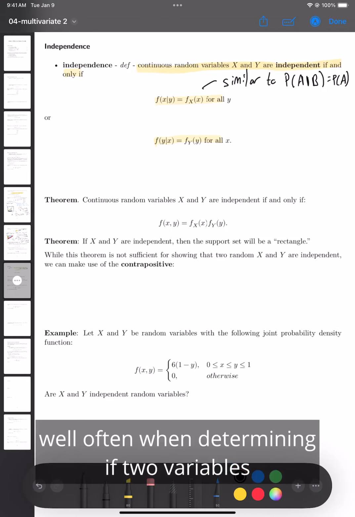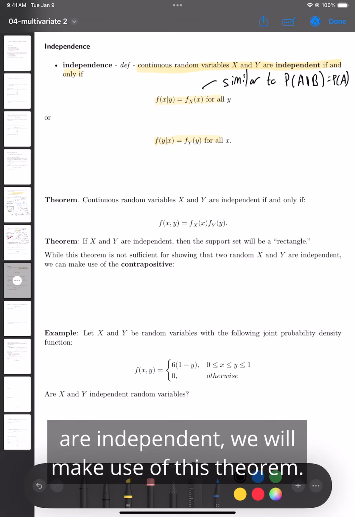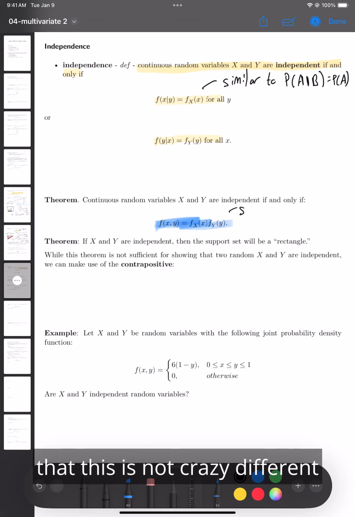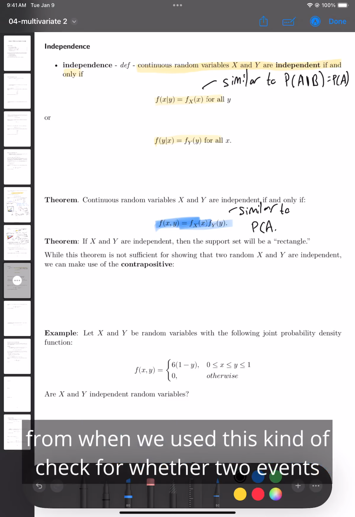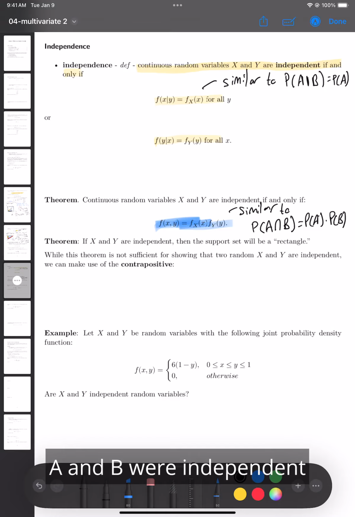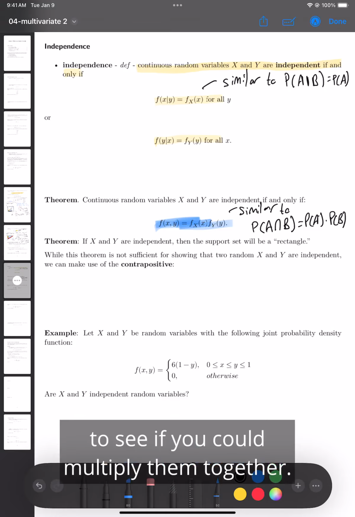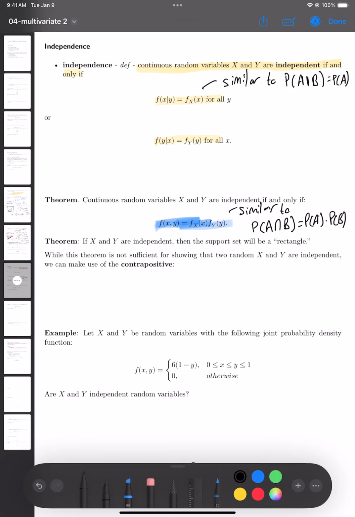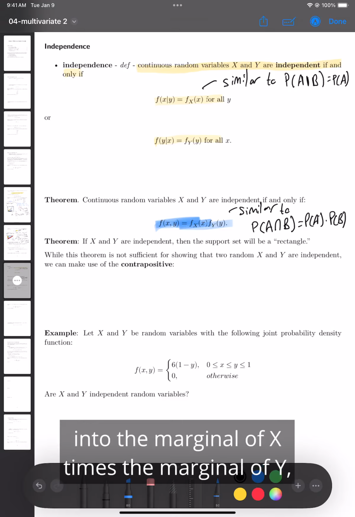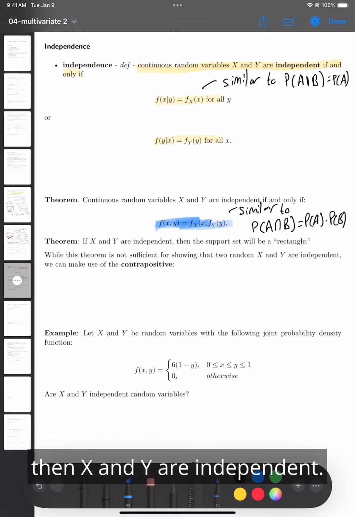When determining if two variables are independent, we will often make use of this theorem. Again, this is not crazy different from the check for whether two events A and B were independent, to see if you could multiply them together. Same idea. If the joint factors into the marginal of X times the marginal of Y, then X and Y are independent.